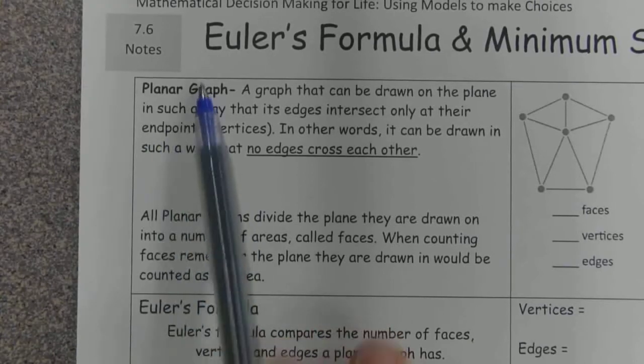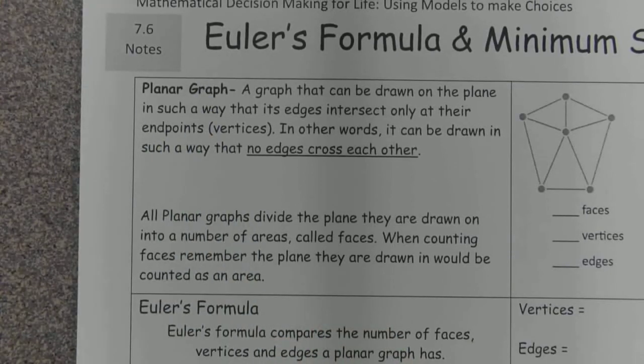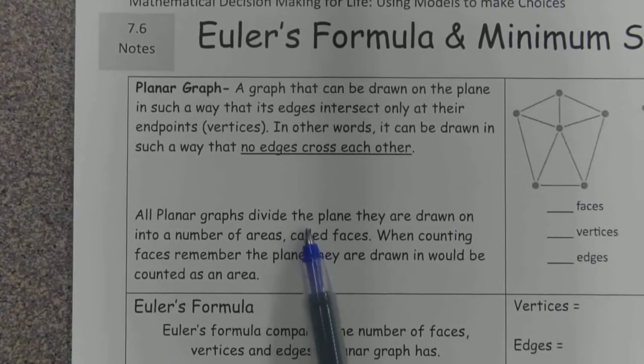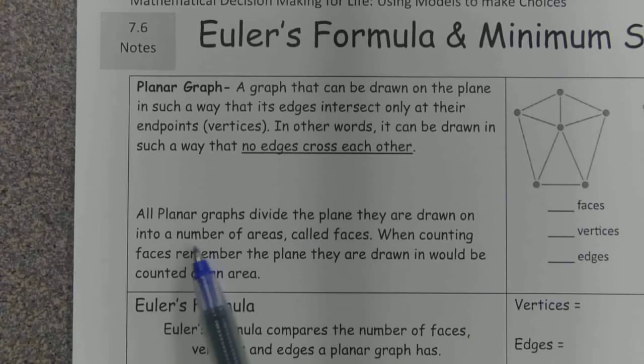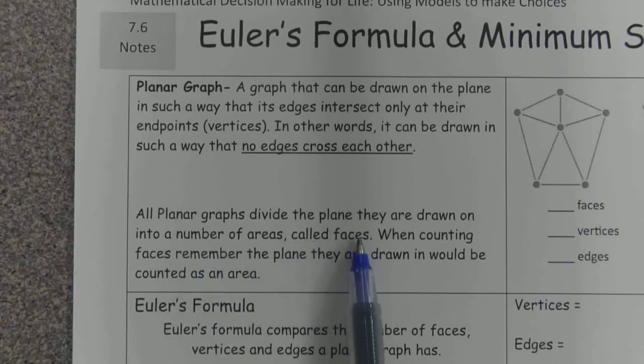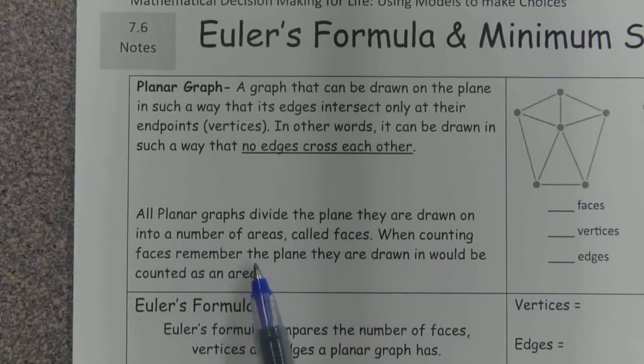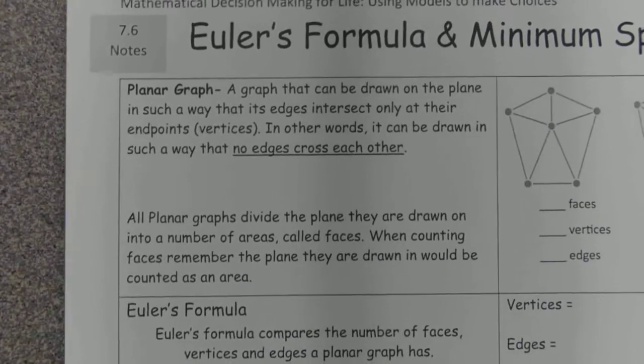The first thing that we need to talk about is the definition of what a planar graph is. A graph that can be drawn on a plane in a way that its edges intersect only at their endpoints, or vertices. In other words, it can be drawn in such a way that no edges cross each other. All planar graphs divide the plane they are drawn in into a number of areas called faces. When counting the faces, remember the plane they are drawn in would be counted as one area.